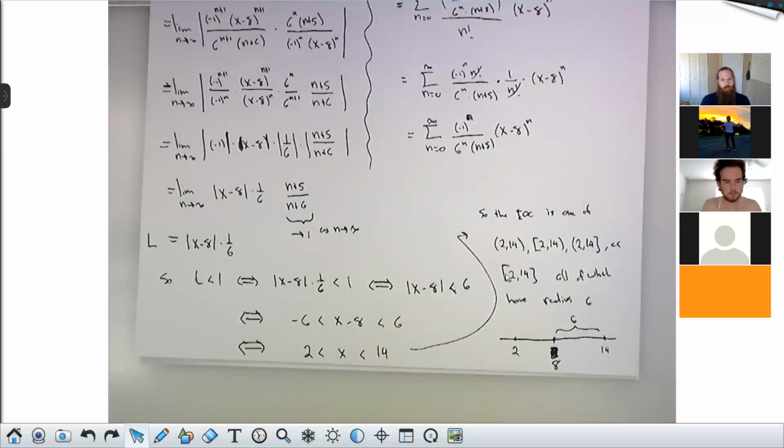But this is the normal procedure, right? After you get here, you write down the possible IOCs. And then if you wanted the exact IOC, you would have to plug in 2, see if that series converges, plug in 14, see if that series converges, and then select one of these. But since they didn't ask for the IOC, they just asked for the radius, you can draw the picture and see that the radius is 6, or you can think about it from here.